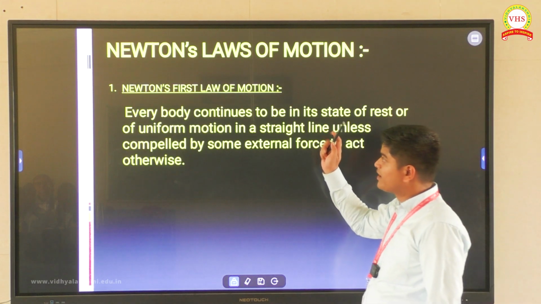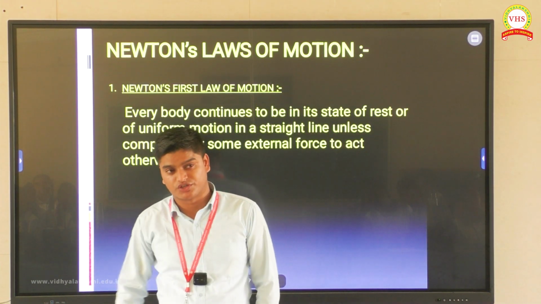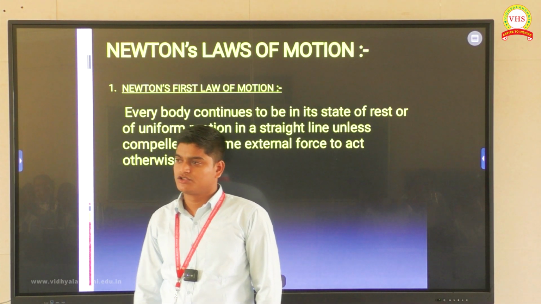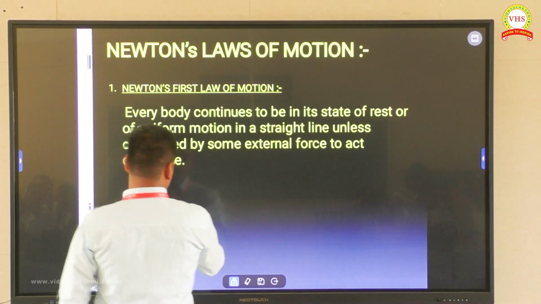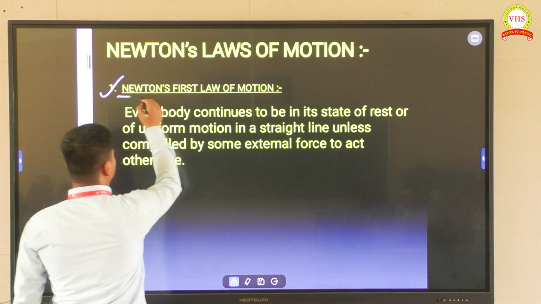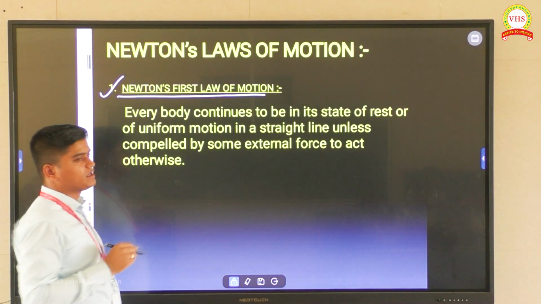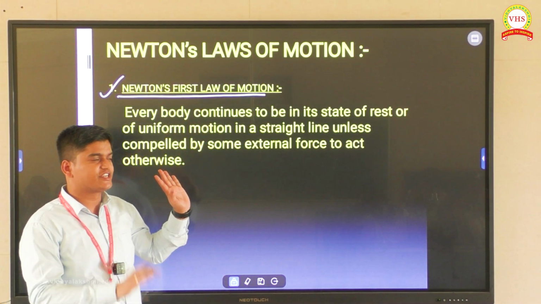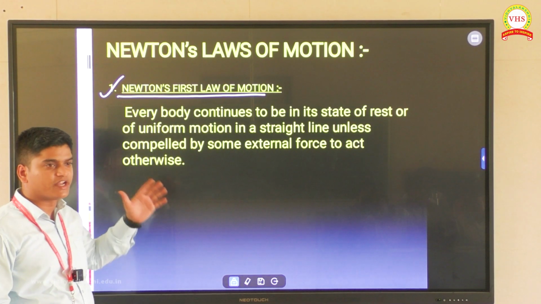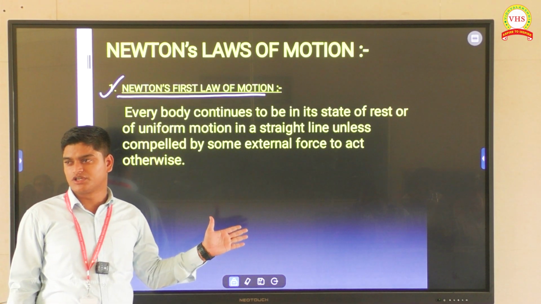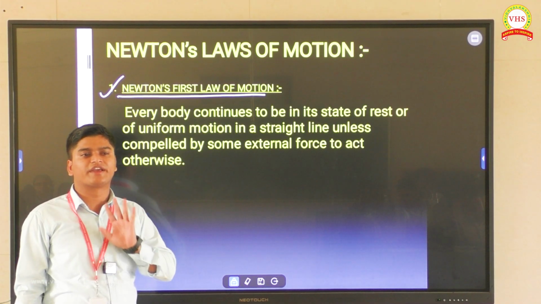Okay. So first everyone write heading: Newton's laws of motion. Now first point to write: Newton's first law of motion. What this is saying, actually, you already studied in the previous textbooks. Everybody continues to be in a state of rest or state of uniform motion unless acted upon by some external force.